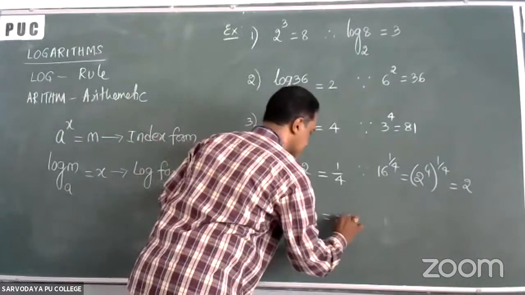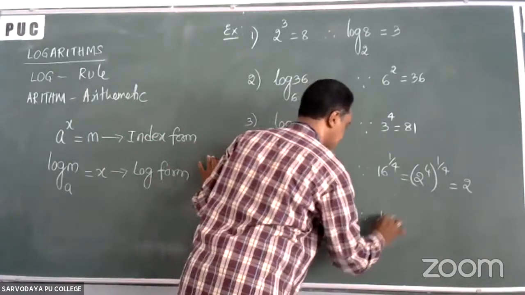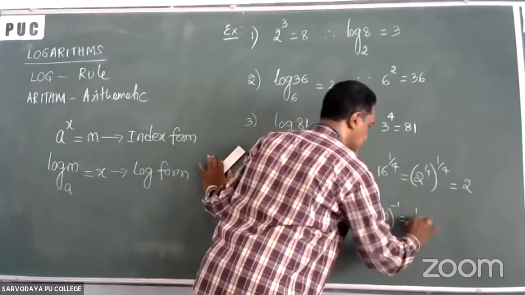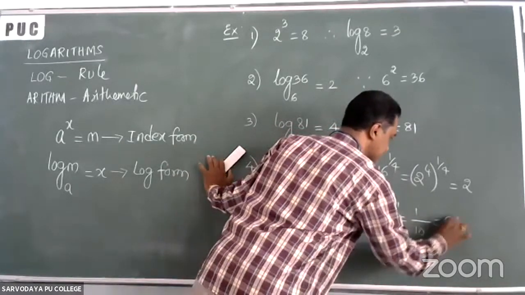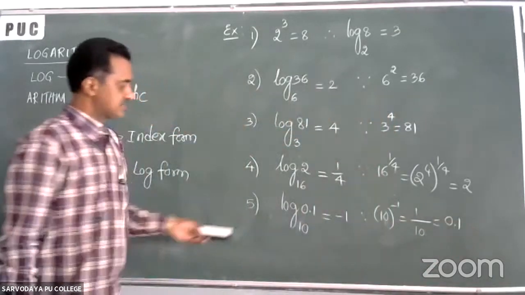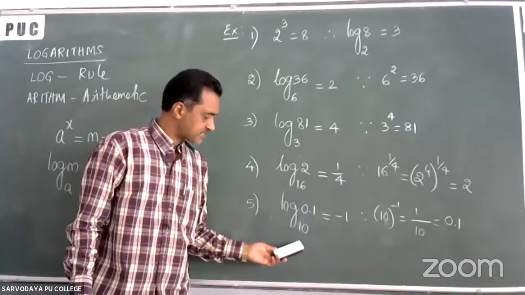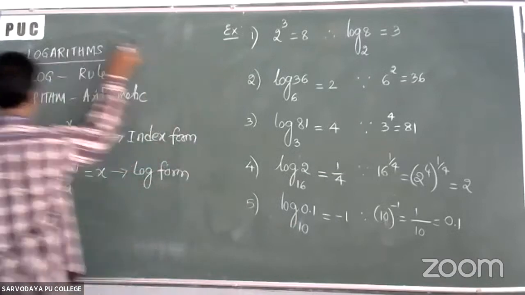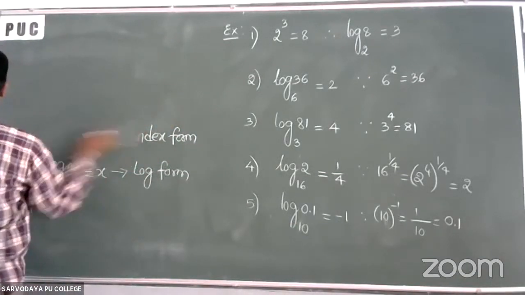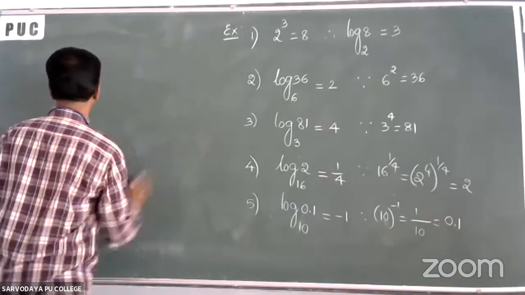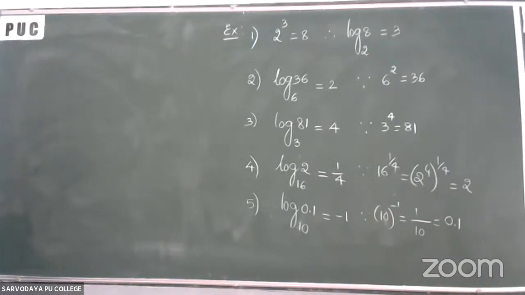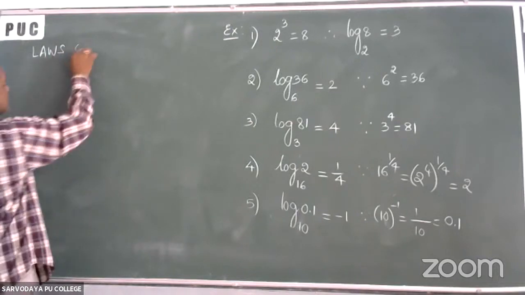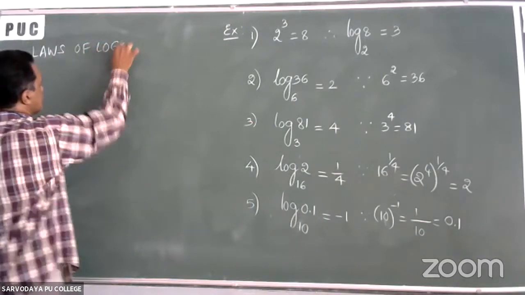Okay, this is -1. Because 10 to the power of -1 is equal to 1 by 10, and 1 by 10 is 0.1. So the logarithm of 0.1 to base 10 is -1. Right? Based on this example, we have the laws of logarithms. Let us see what the laws are. Look, it is LAWS, laws of logarithms.